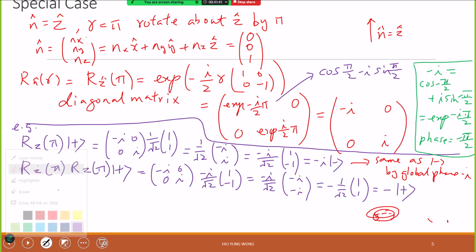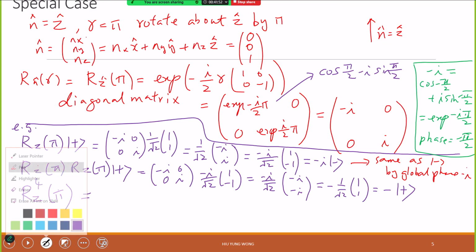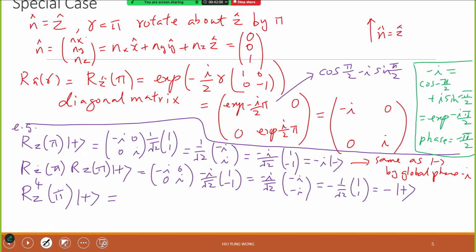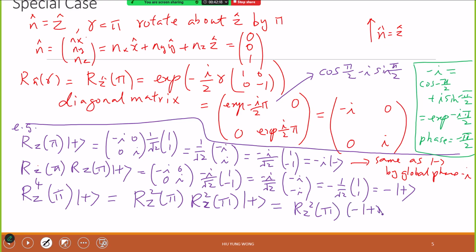Okay, if no, then let me continue, right? I only showed you 360, but this should be easy. What if I do it 4 times? If I do it 4 times, of course, you can go through the math, but it is also very easy to see it directly. This is just equal to first doing it 2 times here, and then applying to plus, right? So this one is equal to, because we already calculated 2 times, this is just equal to negative plus, right?